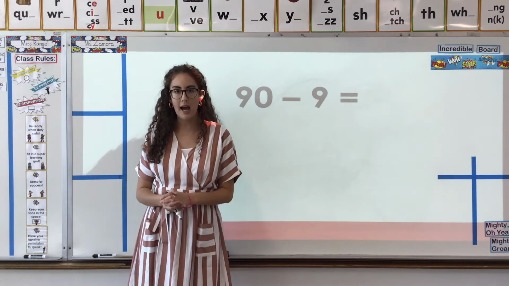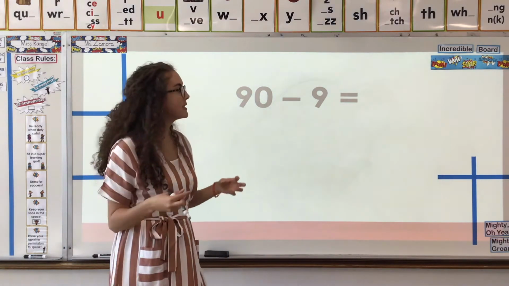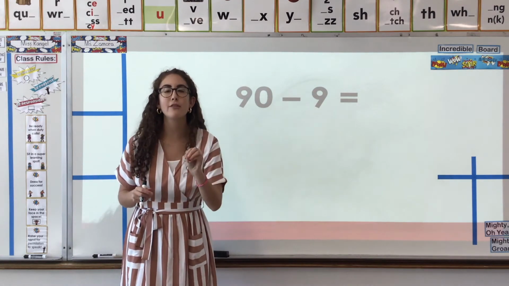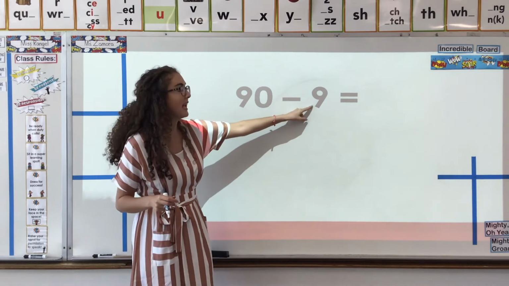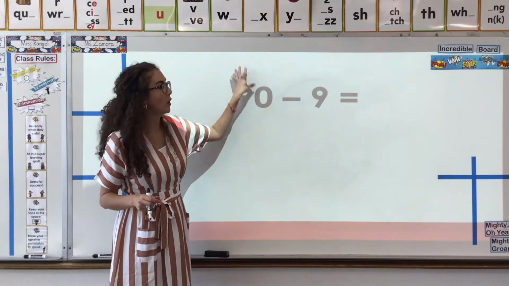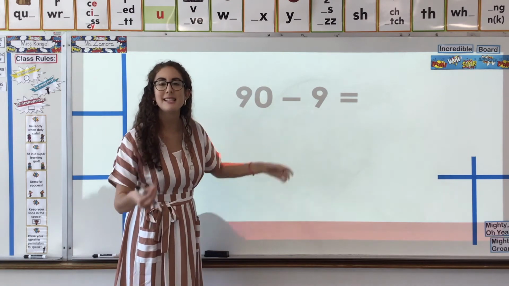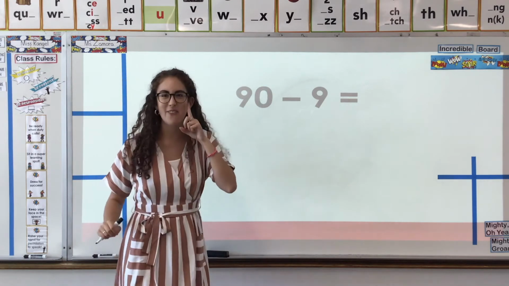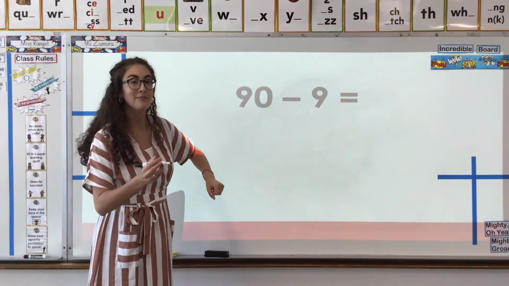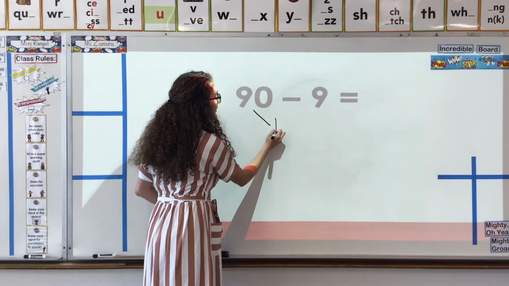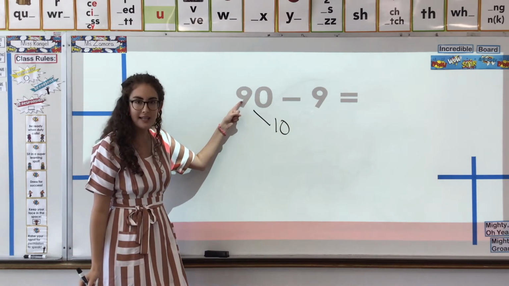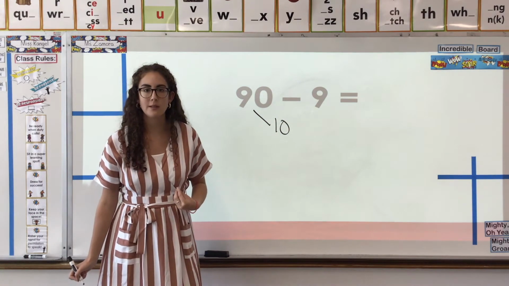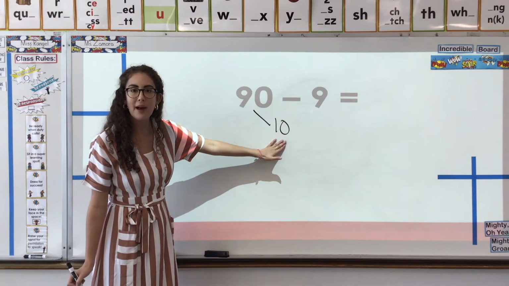90 minus 9. Okay, the first thing we want to do when we're trying to solve this mentally is we want to take from a 10. Instead of taking this 9 from this whole 90, we're going to subtract 9 from a 10. Where are we going to find the 10 though? Where can we go hunting for that 10? It's going to come from the 90. There's 9 tens here, so we're going to just take out 1 to make it simpler for ourselves. So make sure we have taken out a 10.